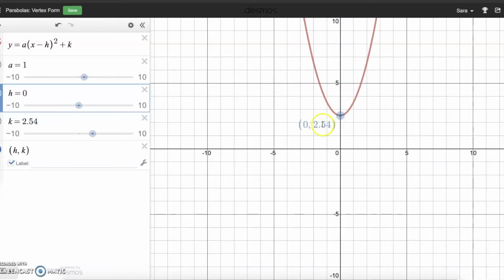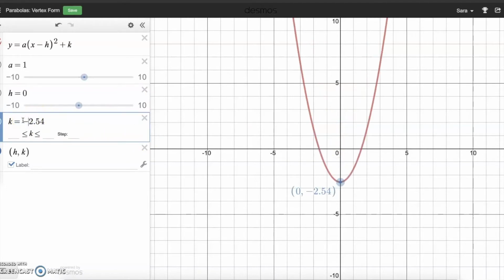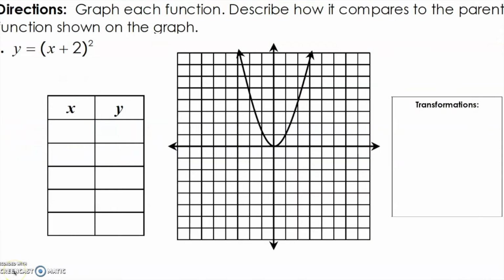Notice when my k value is positive that my parabola was up from where it was originally. Originally my parabola was at (0, 0), and my vertex is up here. If I were to change this to negative, then now my vertex is lower, or down, from where it originally was for the parent function. Let's take a look at some examples using our h and k to transform the parent function.